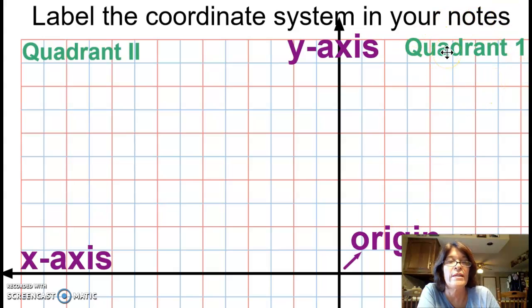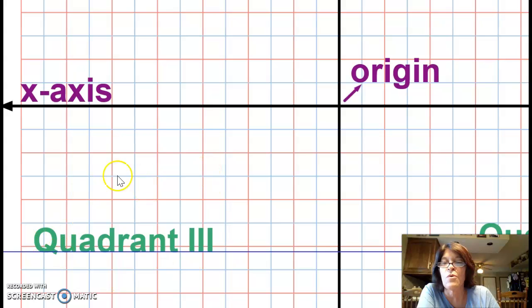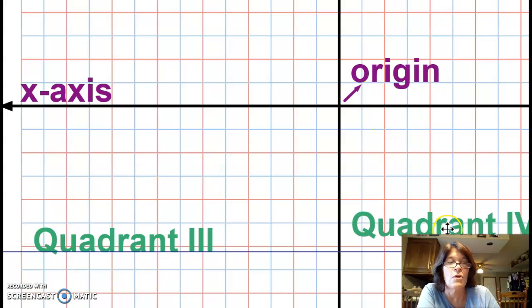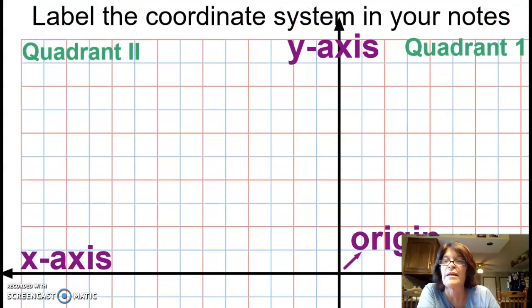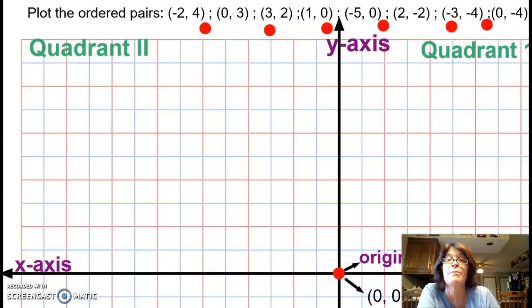We have quadrant 1, which is the right upper quadrant, quadrant 2, which is the left upper quadrant, quadrant 3, which is the left lower quadrant, and quadrant 4, which is the right lower quadrant. Notice they use Roman numerals usually when they're talking about these quadrants. That's the vocabulary that goes along with the coordinate system, and it's how we plot points.